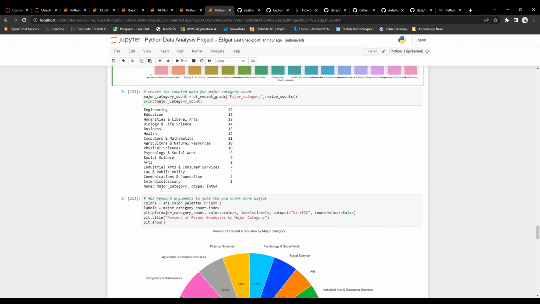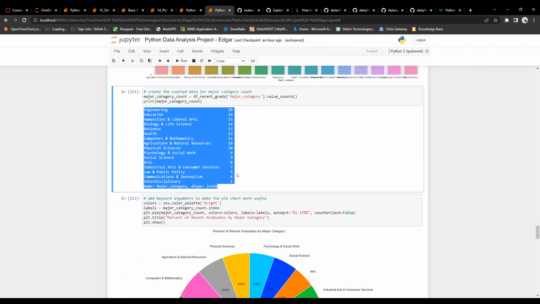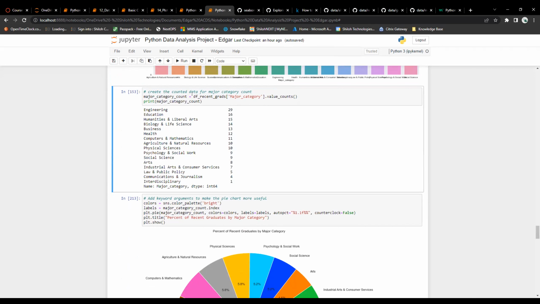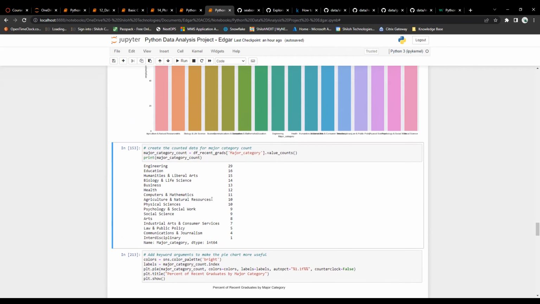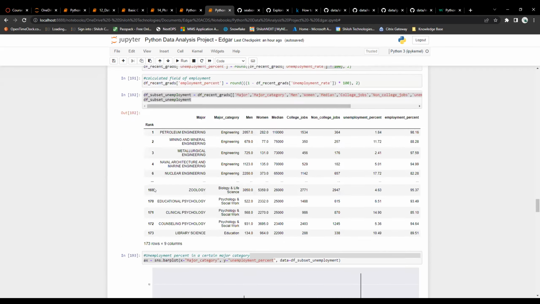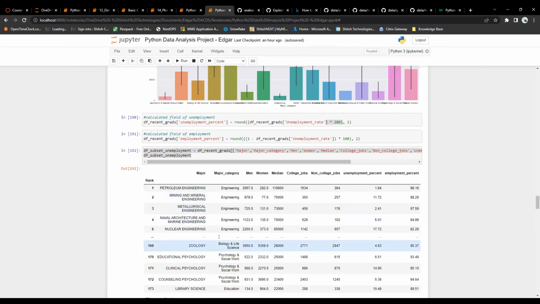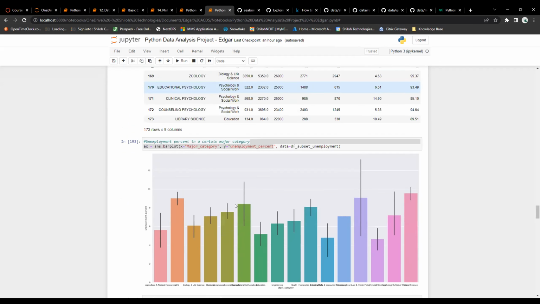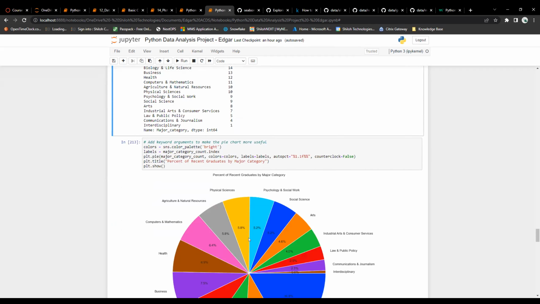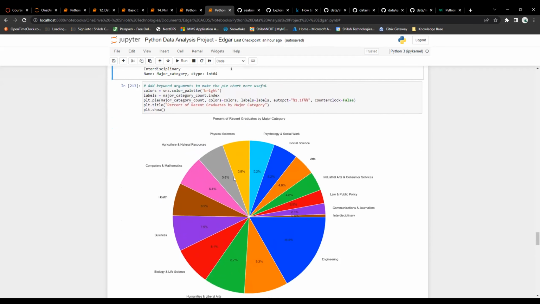So here I'm trying to count how many people are enrolled, or not people. Is this actually how many? It's not how many people. It's how many categories are, how many majors like these petroleum engineering are in the category. And I just made a pie chart just to show what the percentage is for people enrolled in what category.